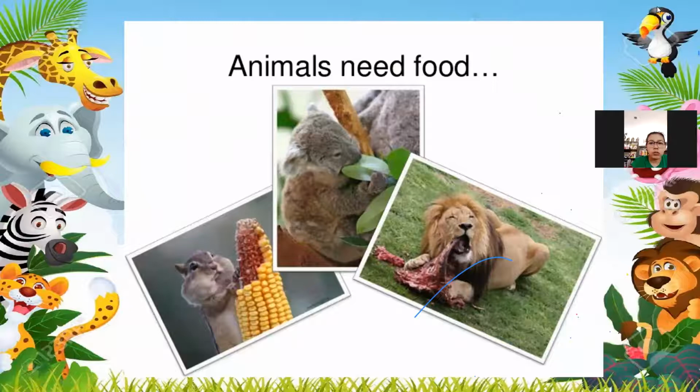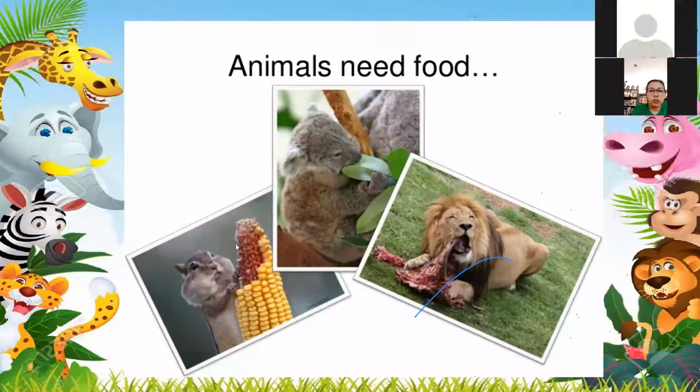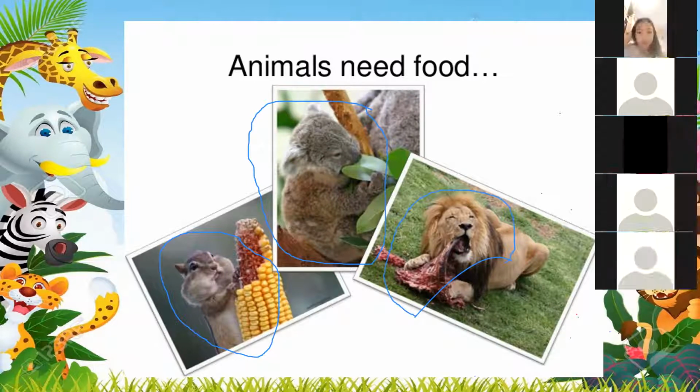Animals need food. Look at the first picture. The picture shows that the animal is what? The rat is what? Eating something. What else? The koala is eating something too. And last but not the least, the lion is eating too. So those are the things that you have to remember. Animals need food. Whatever animal that is.